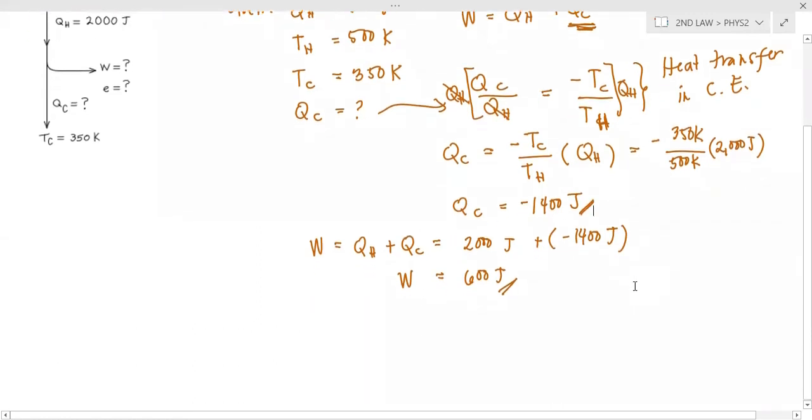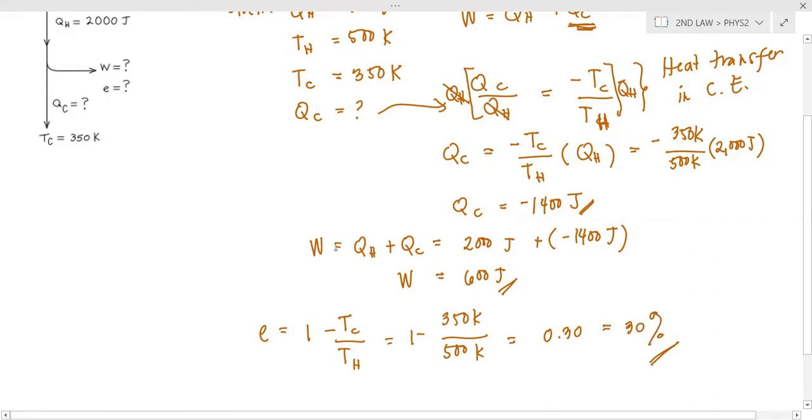Now what about the efficiency? To calculate for the efficiency of a Carnot engine, we have 1 minus TC over TH, equal to 1 minus 350 Kelvin divided by 500 Kelvin, we will obtain 0.3, or 30%. Or you can still use our formula for the efficiency, that is the work divided by QH. So this will be 600 joules divided by QH, 2000 joules. So you will still obtain 0.30 or 30%. So you can use both formulas in solving our efficiency. You will still obtain the same answer.